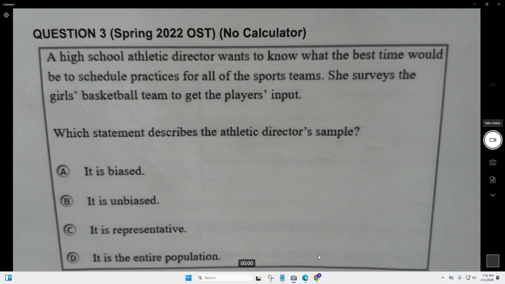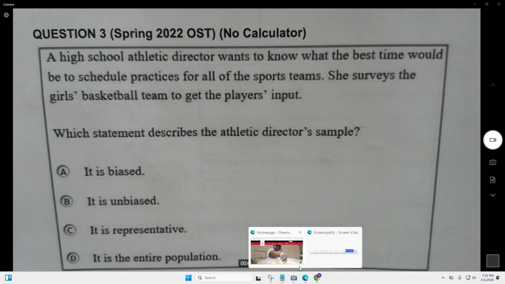Question 3. A high school athletic director wants to know what the best time would be to schedule practices for all the sports teams. She surveys the girls' basketball team to get the players' input. What statement describes the athletic director's sample? A, it is biased. B, it is unbiased. C, it is representative. Or D, it is the entire population.